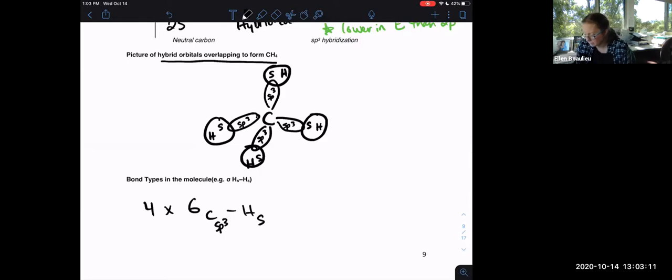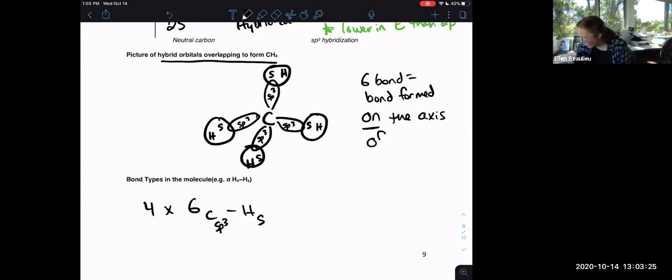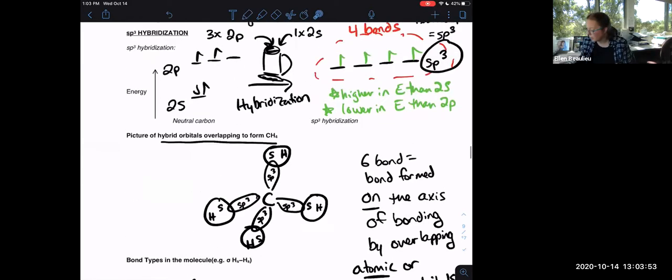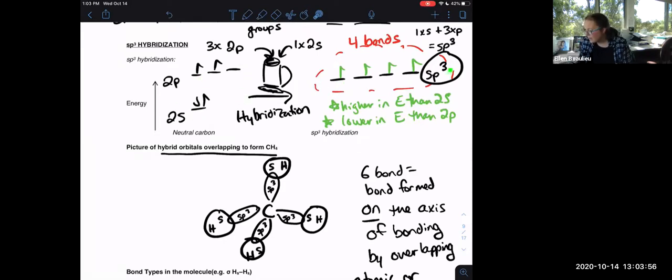How are we doing? A sigma bond is a bond formed on the axis of bonding by overlapping atomic or hybrid orbitals. So sigma bonds are formed by the overlap of atomic orbitals like this s orbital from hydrogen, and or hybrid orbitals, which are formed by mixing atomic orbitals to form new types of atomic orbitals, these hybrid atomic orbitals.